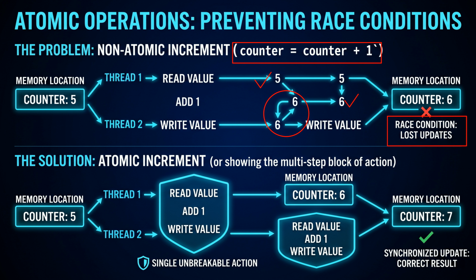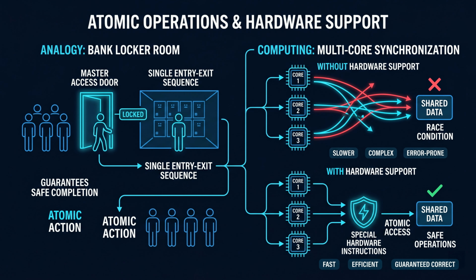But if the increment were atomic, the entire read modify write sequence would happen as one protected action. No other thread would interfere in the middle. That is why atomic operations are so valuable in operating systems and concurrent programming. You can imagine a bank locker room with only one master access point. If one person enters and locks the room, nobody else can partially enter until the first person exits. That complete entry and exit sequence behaves like an atomic action.